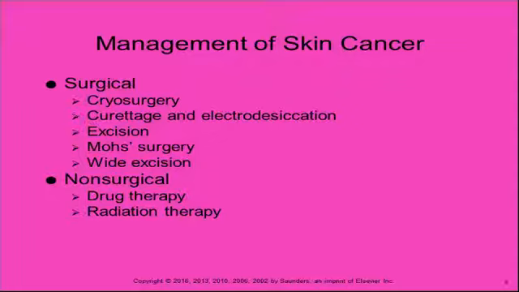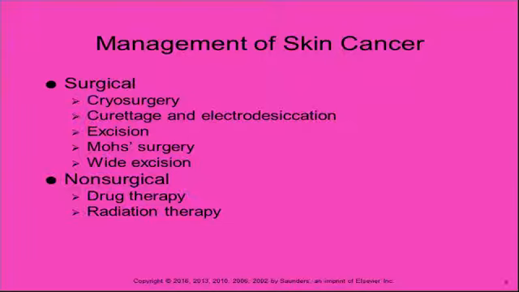Radiation therapy is really limited to older patients who have really large and very deep basal cell tumors and who are not really good risks for surgery. Melanoma is very resistant to radiation therapy.